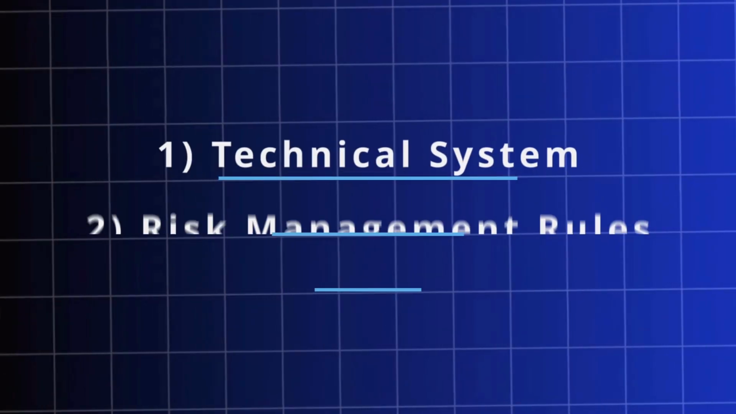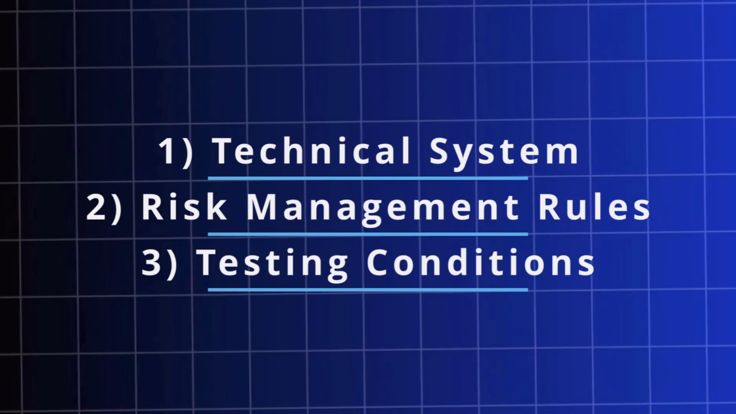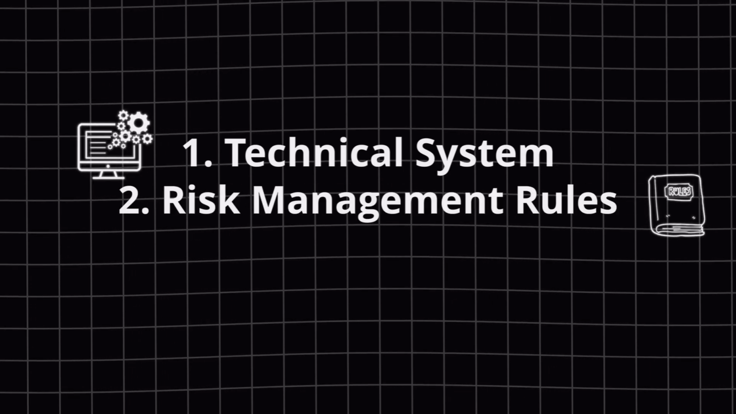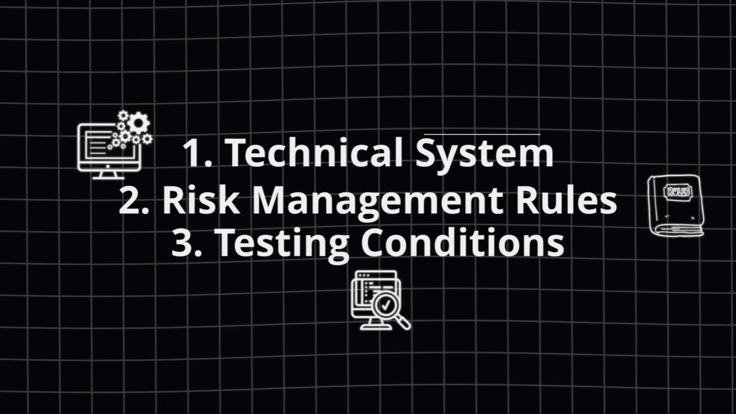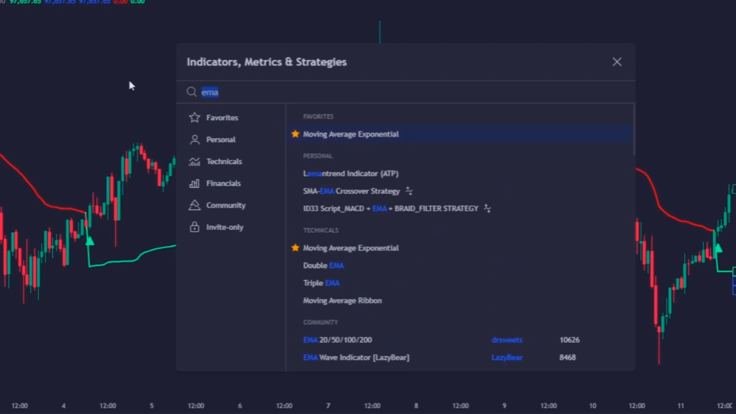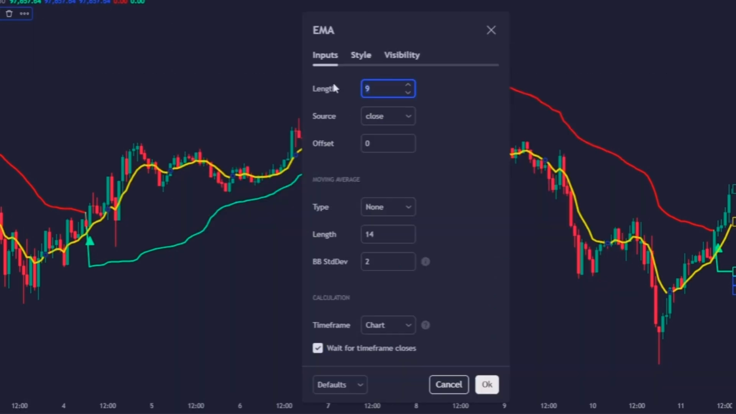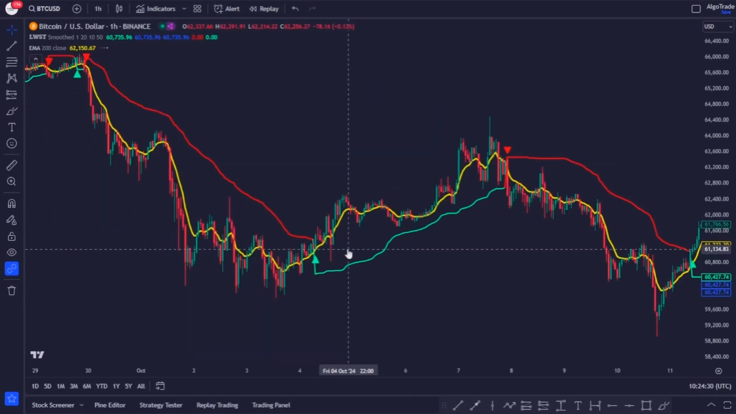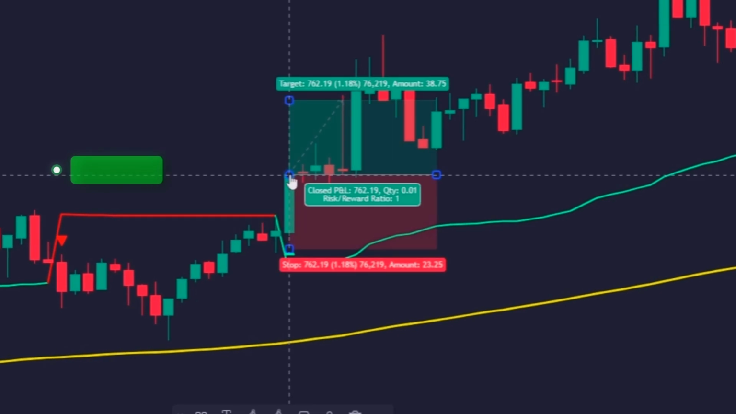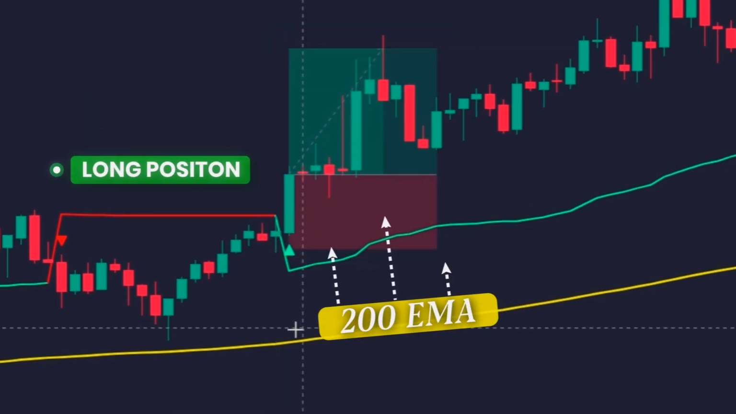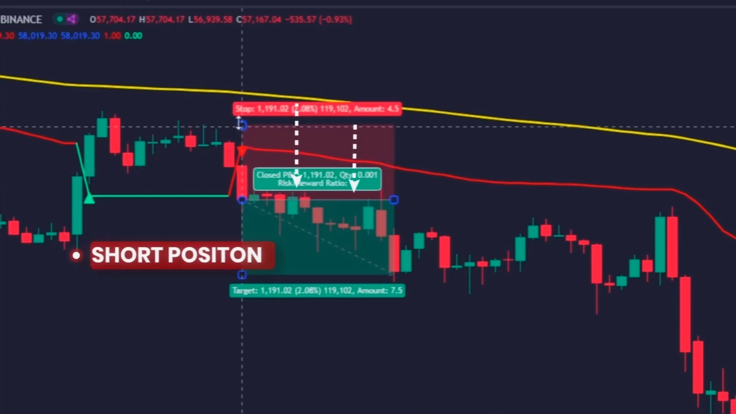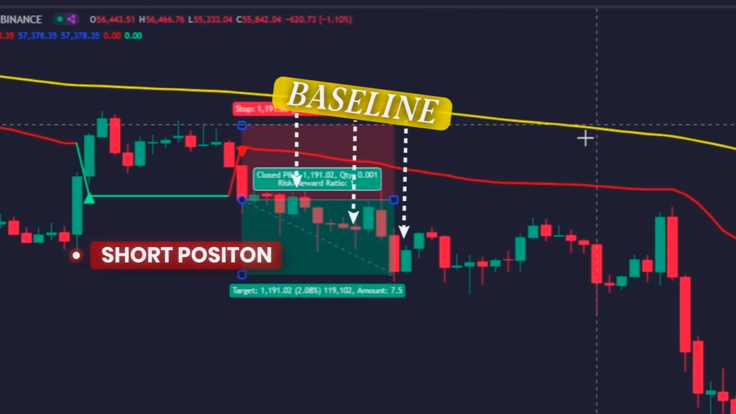For our testing, I will follow the same approach as usual. I will define our technical system, risk management rules, and testing conditions. The technical system will include using the liquidity-weighted SuperTrend in addition with the 200-period exponential moving average to filter out some fake signals. Here we have an example of a long position where the price is above the 200 EMA, and here you have a short trade example where the price is below this baseline.